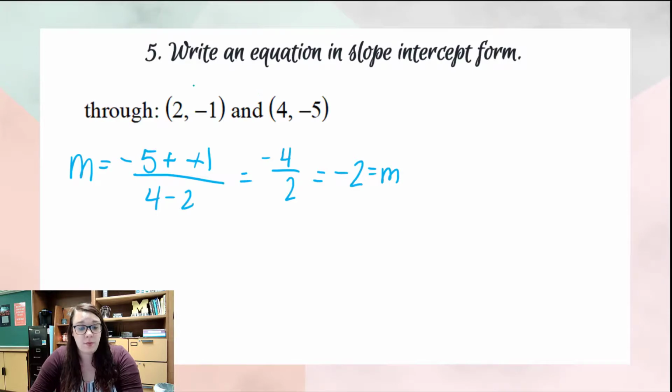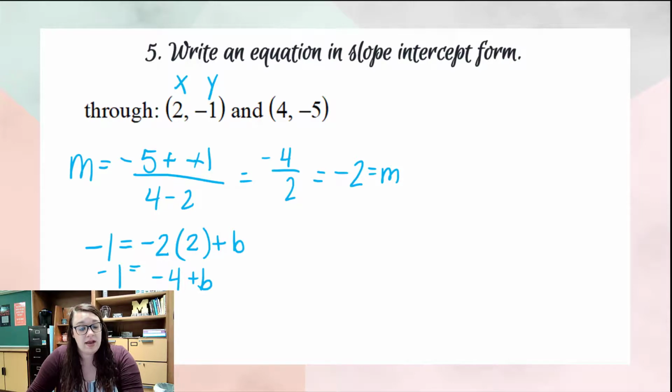Now you can pick either point. I'm going to pick the one on the left. So instead of y equals, I'm going to have negative 1 equals. Instead of m, I have negative 2. And instead of x, I have 2. Simplifying, negative 2 times 2 is negative 4. And I can add 4 to both sides to show that I have 3 equals b. I now have my m and my b to write my final equation, y equals negative 2x plus 3.